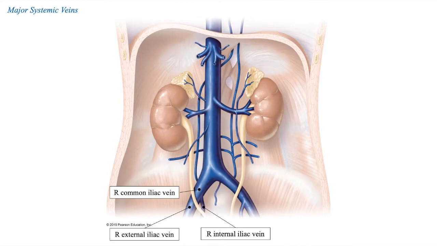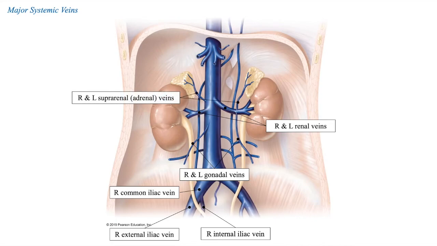Moving superiorly in the abdominal cavity, the inferior vena cava receives blood from the ovary or testes via the gonadal veins, from the kidneys via the paired renal veins, and the adrenal glands via the adrenal veins. The hepatic veins drain the liver.